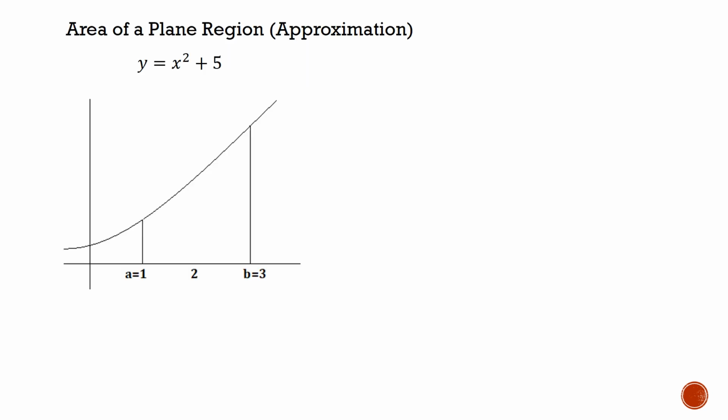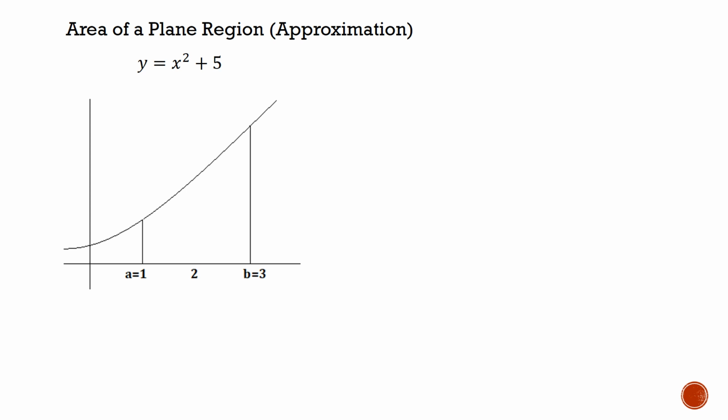Okay, so now we're going to take a look at the area of a plane region. So in other words, the area underneath the curve. But we're going to do this through approximation. And then eventually I'm going to bring in what we brought in earlier, which was the summation notation formulas, and use those to give us a better approximation of the area underneath the curve.